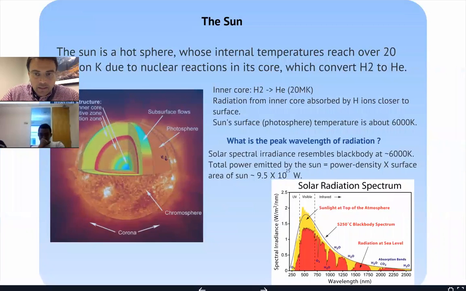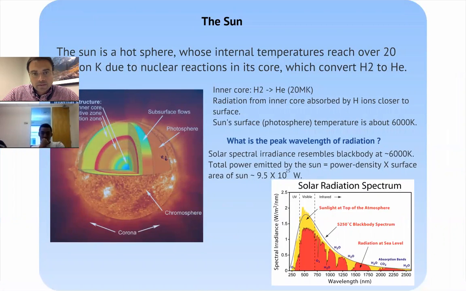Now, the particular black body we're interested in, of course, is the sun. The sun is very complicated, but you can imagine it basically as a hot sphere where there are many nuclear reactions going on in its core, which essentially convert hydrogen to helium. And the internal temperature, because of the energy released during this nuclear reaction, can reach over 20 million Kelvin.